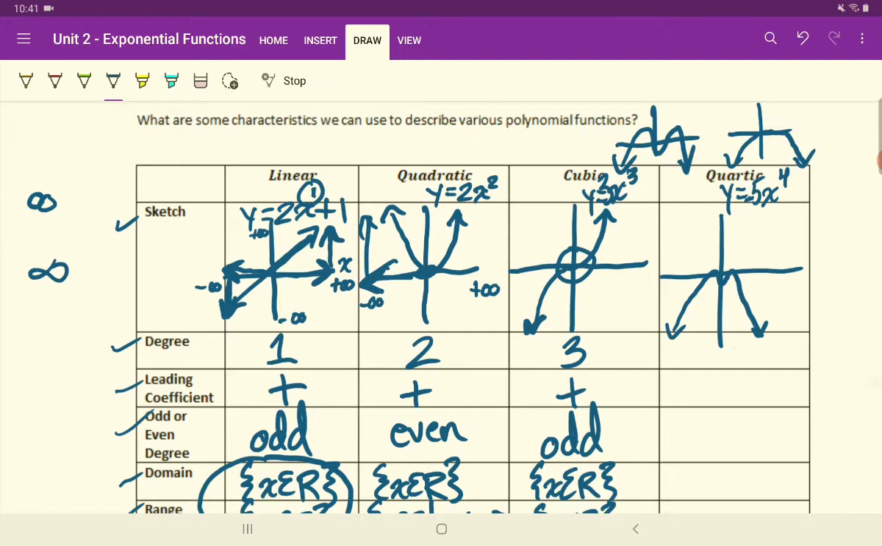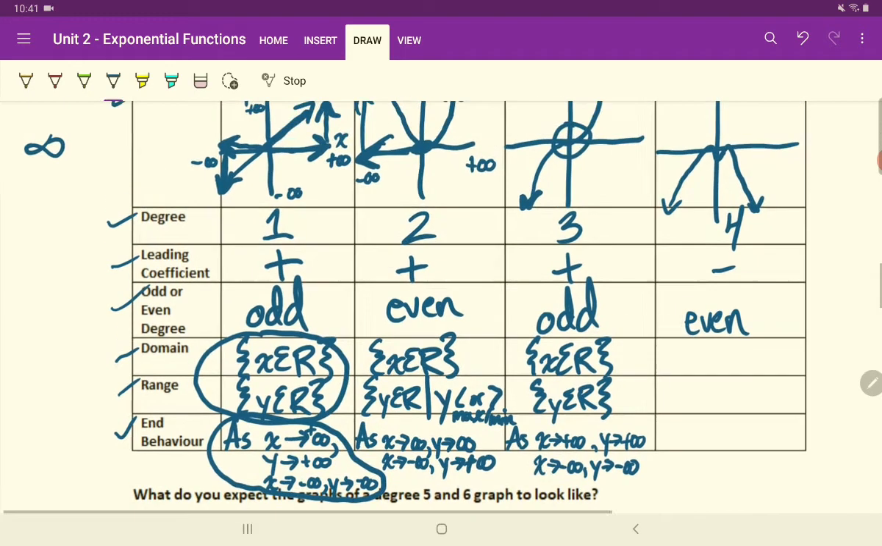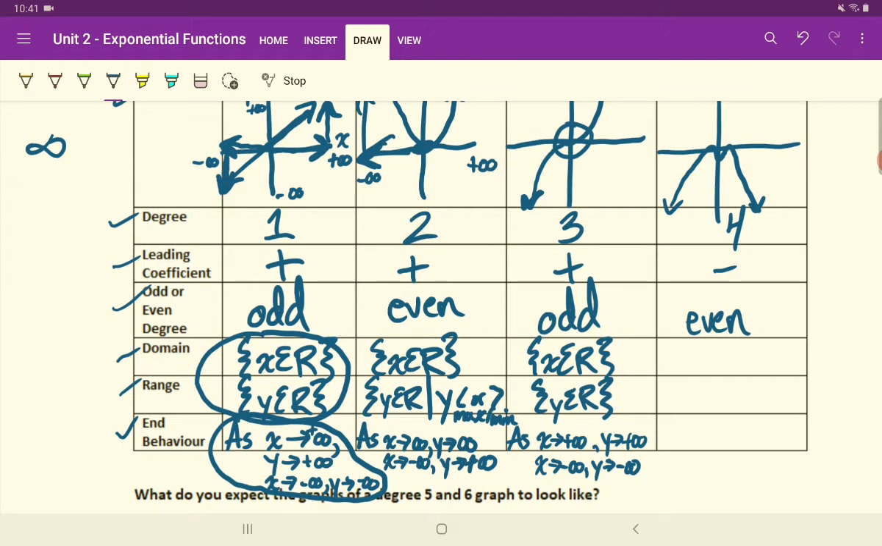So it is a degree of 4. In our case, our leading coefficient is negative. It's an even degree. The number 4 is an even number. The domain and range will mimic that of its quadratic counterpart. So the domain will always be x ∈ R, and the range will always be y ∈ R, such that y must be greater than or less than the min and max value.